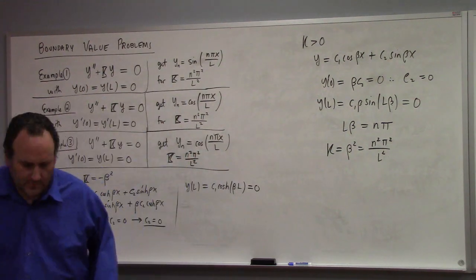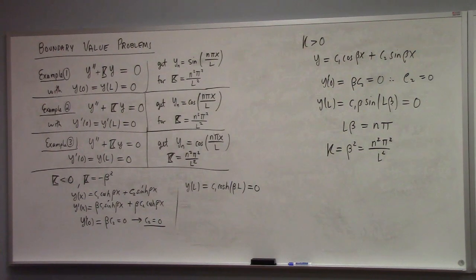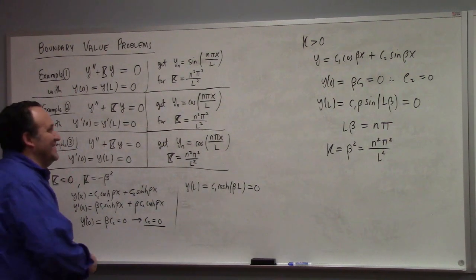I feel like something's wrong here. How do you get the same solution for two different differential equations? How did that happen? Just a second, I'll find it. y prime of zero, so C2 is zero, right? What's y of L? I should be plugging it into y, not y prime. I plugged it into y prime. That's why we got the same answer, because I used the same boundary conditions.